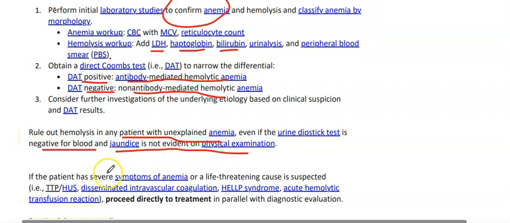If the patient has severe symptoms of anemia or life-threatening causes are suspected, like TTP (thrombotic thrombocytopenic purpura), hemolytic uremic syndrome, DIC (disseminated intravascular coagulation), HELLP syndrome, or acute hemolytic transfusion reaction, proceed directly to treatment in parallel with the diagnosis, because these are considered emergencies.